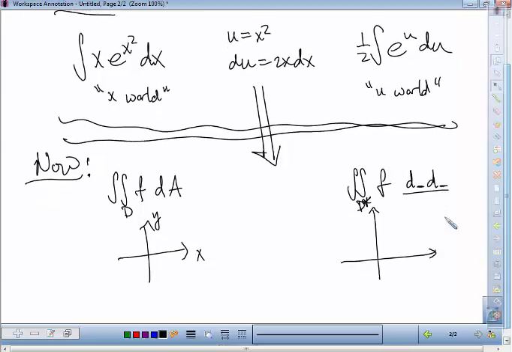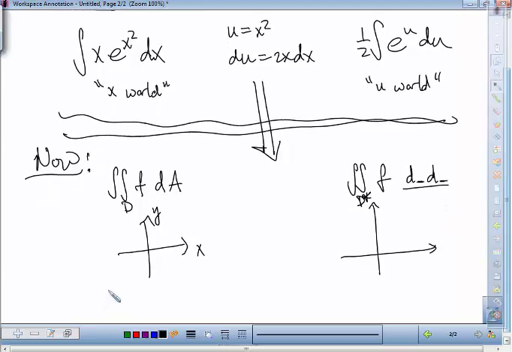So in this old world that we live in, we have this circle. So what would be an appropriate world to move into if you're dealing with circles? Polar coordinates. What are the variables that they use for polar coordinates? R and theta.